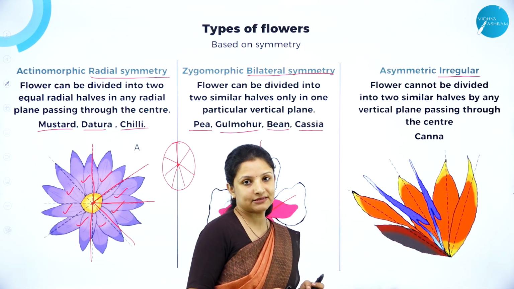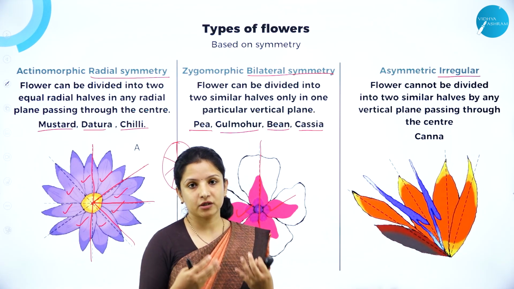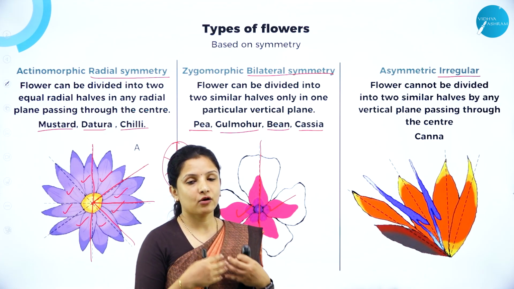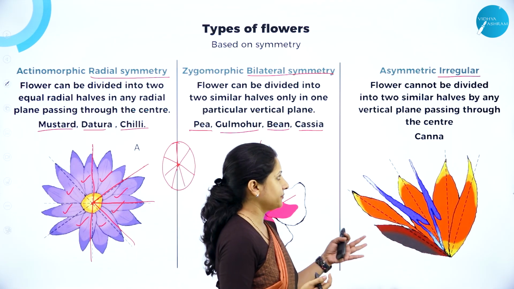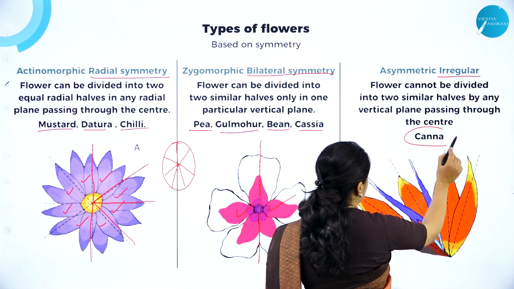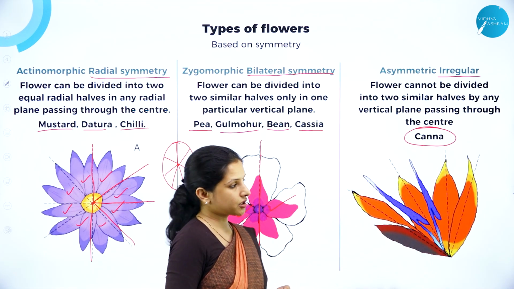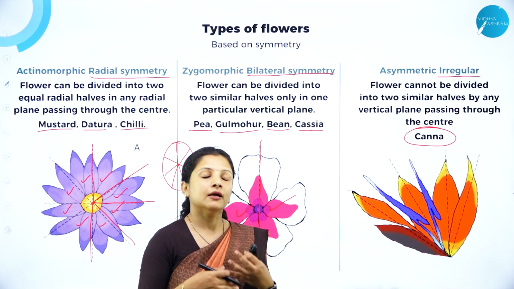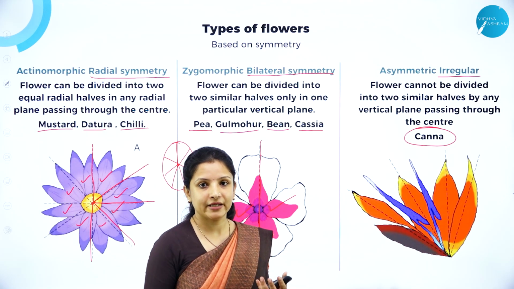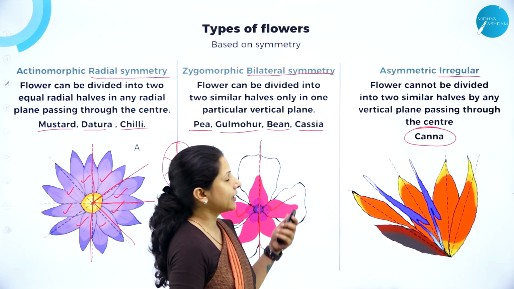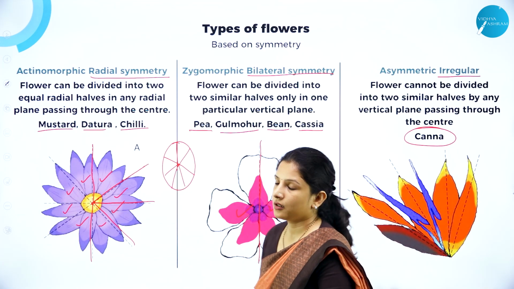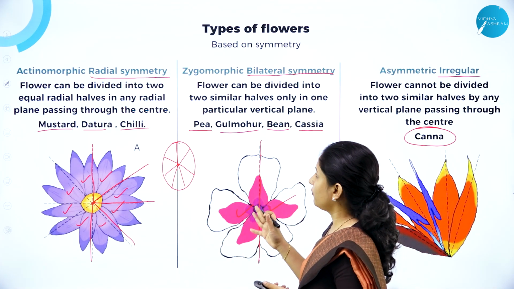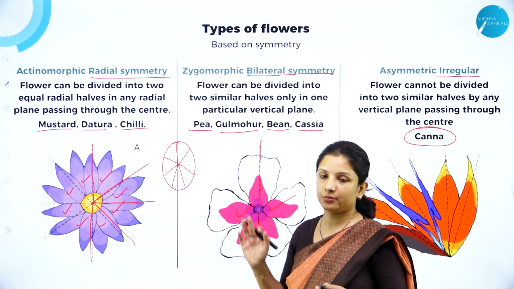Next, talking about asymmetry, wherein they don't have a particular symmetry. However you draw the lines into different planes, you cannot divide the flower into equal halves. The best example is canna. So canna is the best example for an asymmetrical flower, wherein the flower cannot be divided into two similar halves or even radial halves. Such flowers are asymmetric or irregular. So this is called symmetry, wherein we have actinomorphic, zygomorphic and asymmetrical.